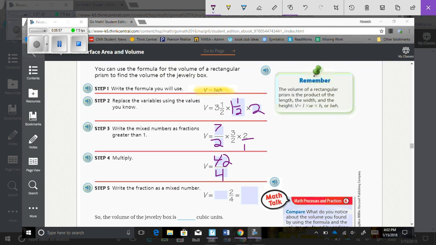Now we're just going to write that as a mixed number. 4 goes into 42. Let's see, I know that 4 goes into 40 10 times. And that leaves me 2 out of the 4 left. So 10 and 2 fourths, which is the same thing as 10 and 1/2, because 2 is 1/2 of 4. So the volume of the jewelry box is 10 and 1/2 cubic units.